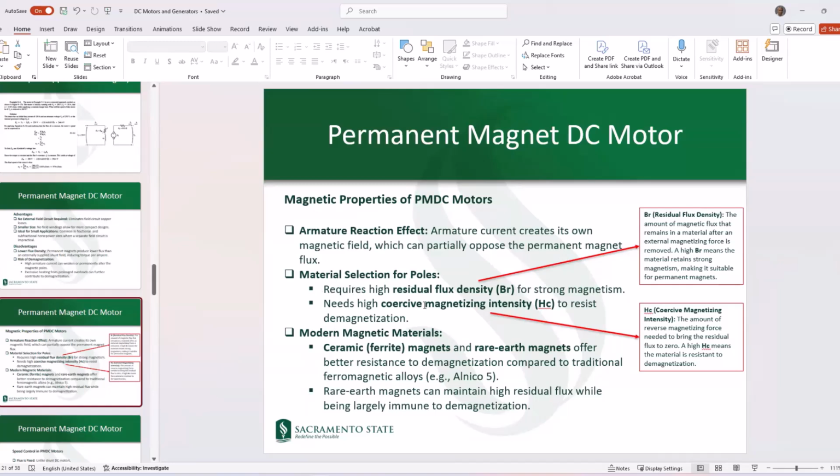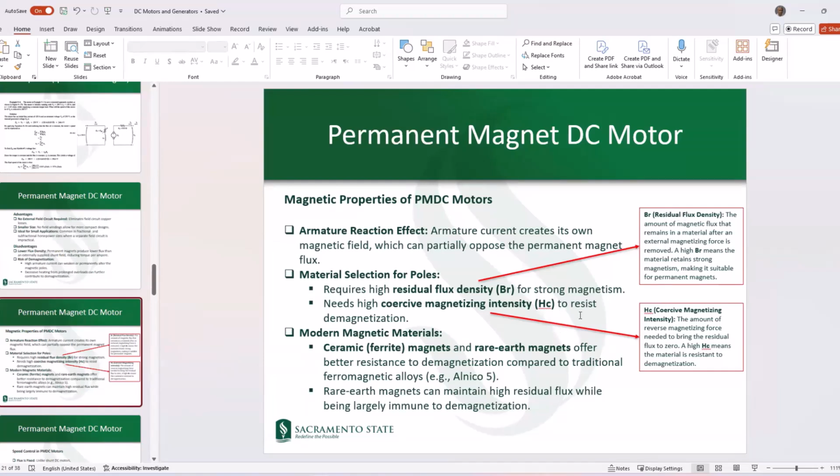The material selection for poles in permanent magnet DC motors would be materials that have a high residual flux density, or BR, for strong magnetism. Also, we need a high coercive magnetizing intensity to resist demagnetization. So what do these mean? BR, or residual flux density, is the amount of magnetic flux that remains in a material after an external magnetizing force is removed. A high BR means the material retains strong magnetism, making it suitable for permanent magnet applications. That's the definition of residual flux density.